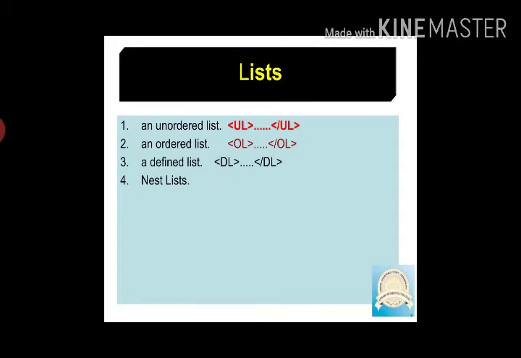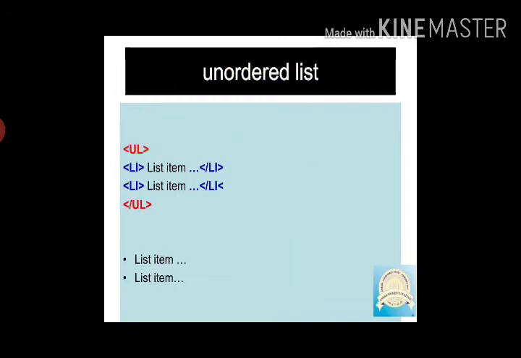HTML supports various elements for various lists. Most of the list elements are composed of one or more list items. For unordered list, UL tags are used. For ordered list, OL tags are used. For the definition list, we use the DL tag. As I already said, the list elements are composed of one or more list items. The LI tag is used for list item elements. Look at more detail about lists.